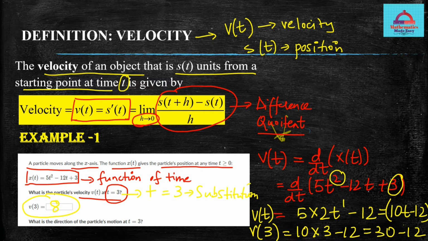So that was one example, and the most important step that we have taken here is that velocity is the first derivative of the position vector. This is what you should take away from this slide.